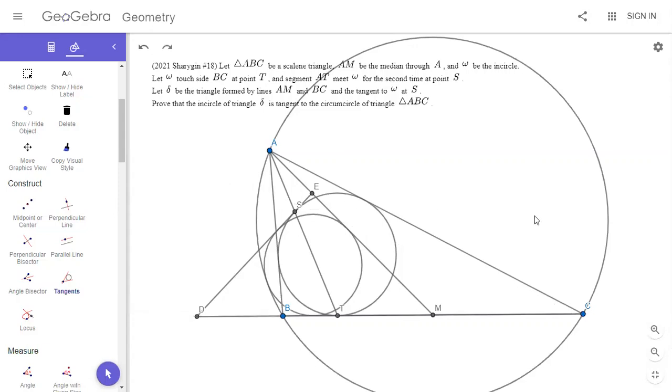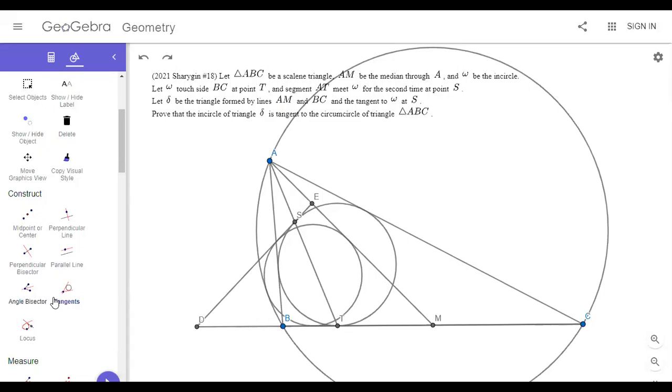I don't know if you've heard of Sawayama's lemma. Yeah, let me check something for 1 second. So you use Sawayama's lemma? Then I should probably use it.